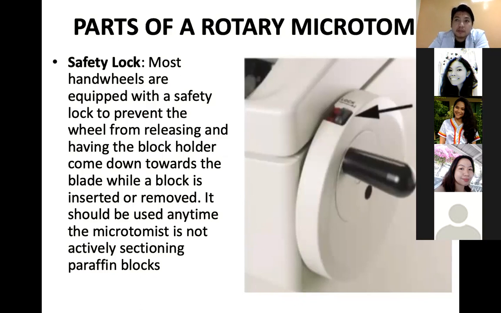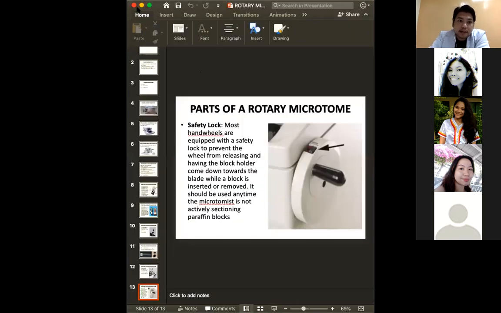It can cause damage to our tissues and to our blades if it moves when not in use. So our tissue blocks and knives can be damaged. The safety lock should be used anytime the microtomist is not actively sectioning paraffin blocks. So, for safety purposes, we use this safety lock. That's the end of our rotary microtome.